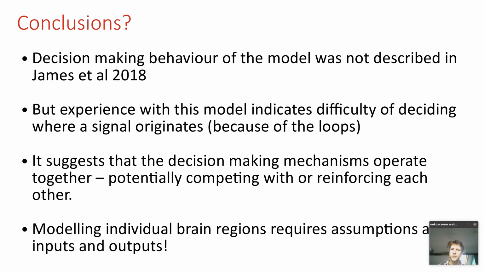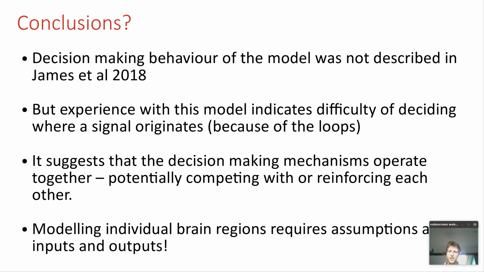So what conclusions could we take from that model? Well, we can't take very many conclusions about decision making from the James et al. paper from 2018, because we didn't actually look at decision making in that paper. We didn't present any results. But what the experience with the model indicates, and we found this from debugging problems in the model, is that it's really hard to know where a signal originates when you've got a model where everything is connected to everything else and you've got loops through the system.